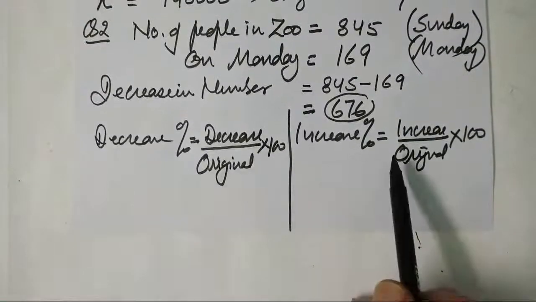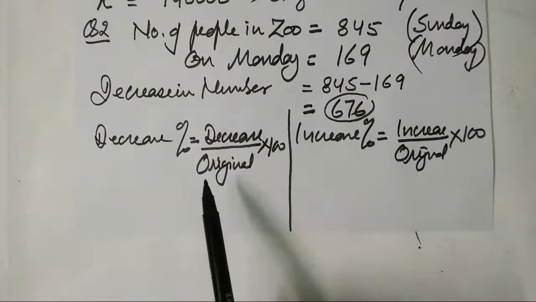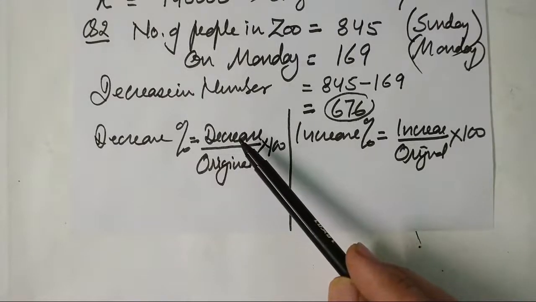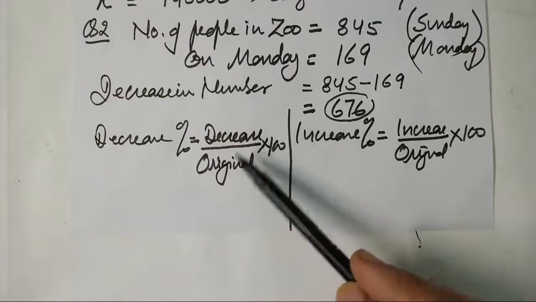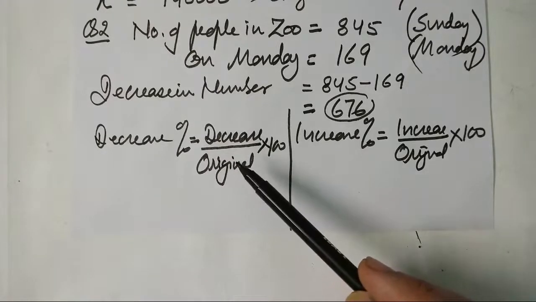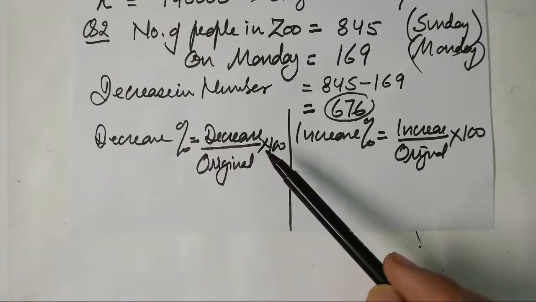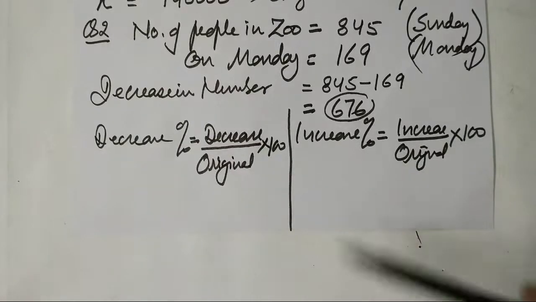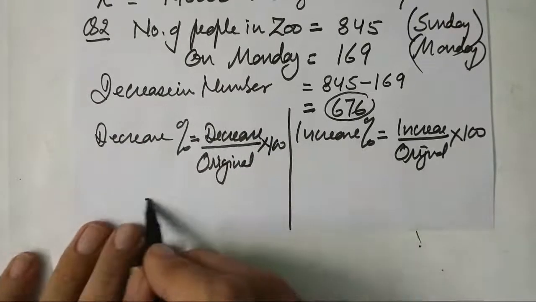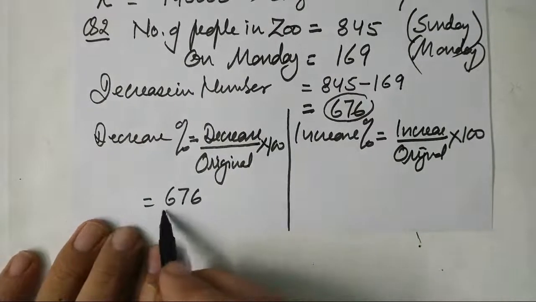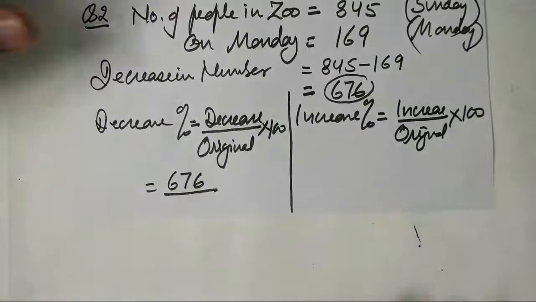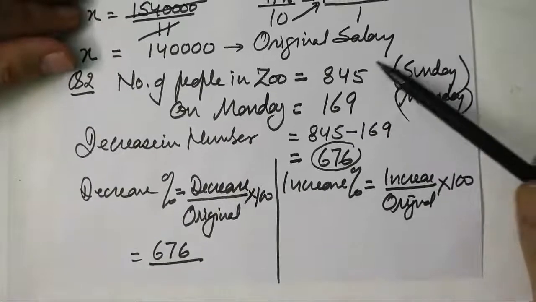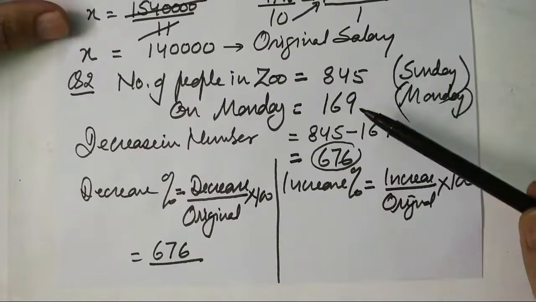So these two relations are very important in this exercise. If there is a question of decrease, then you will write decrease, you will find out how much is the decrease and divide by the original number. Original number means what was the number in the beginning, and then you will multiply by 100. If there is an increase, you will do simply increase upon original number into 100. So in this case the decrease is 676 upon what is the original number. The original number is, in the beginning how many people went? 845. The number became 169.